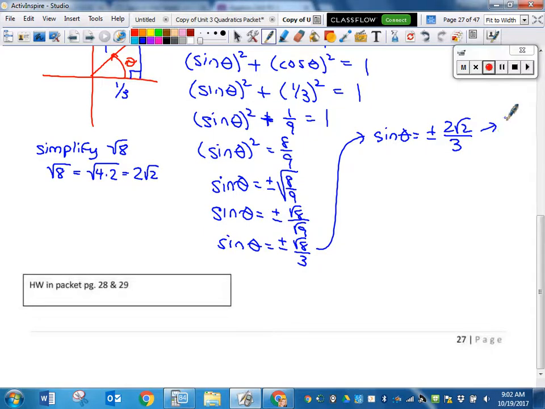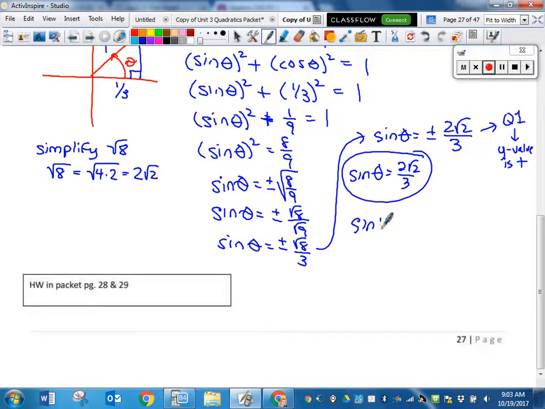Last step, decide, is it plus or minus? Okay, so they told me to draw in Q1, and I'm dealing with the y value because it's sine. Y value is positive in Q1. So sine of theta equals 2 radical 2 over 3. I like that one. Sine of theta equals negative 2 radical 2 over 3, I reject, because I'm supposed to be in Q1. And that can't be my value, so I am done.